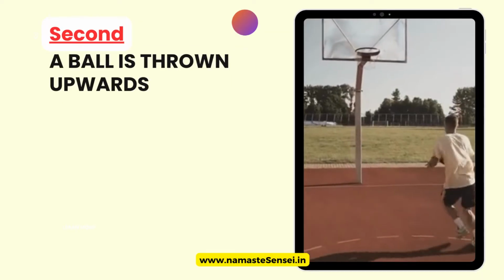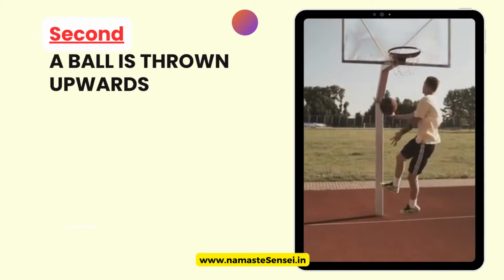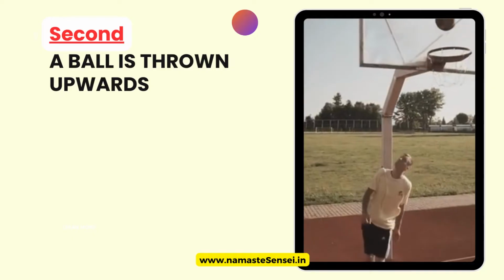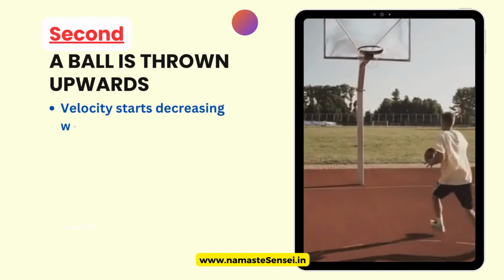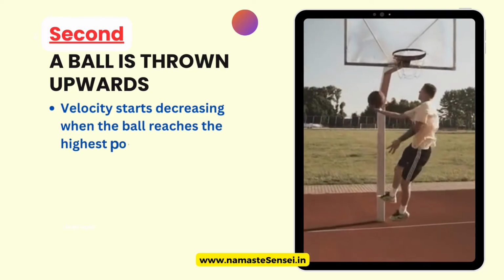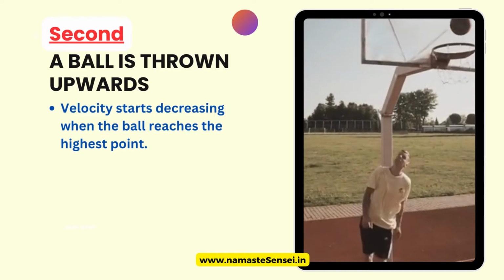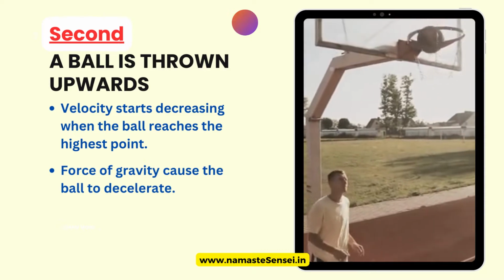Second, a ball is thrown upwards. When you throw a ball upwards, it starts to move upward, but its velocity decreases until it reaches the highest point of its trajectory, where its velocity becomes zero. The force of gravity is the reason behind the ball's deceleration.